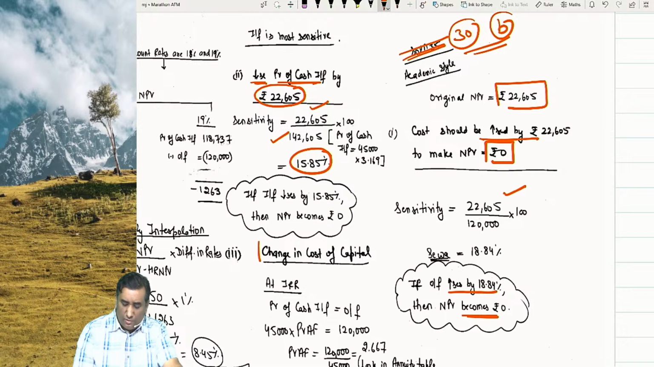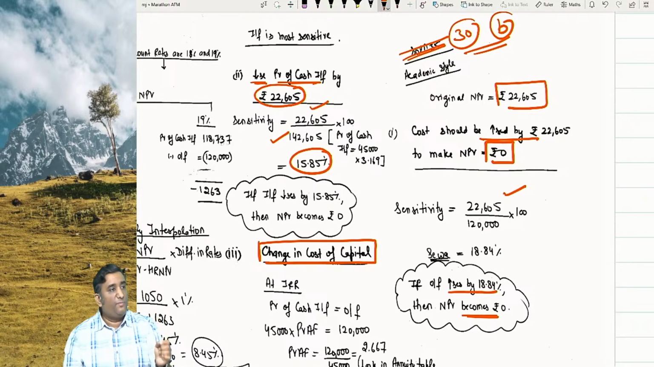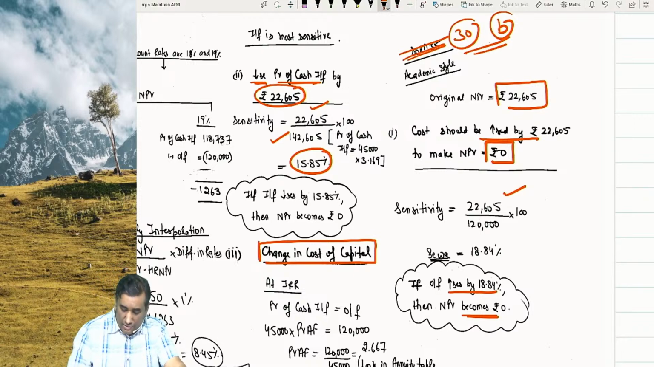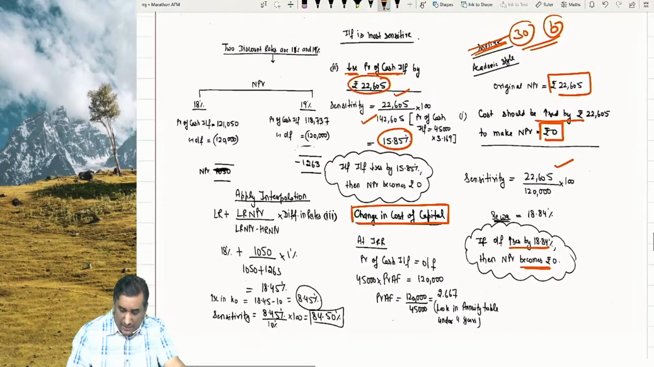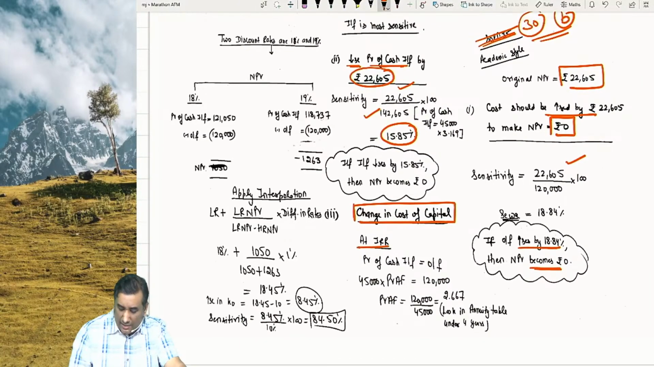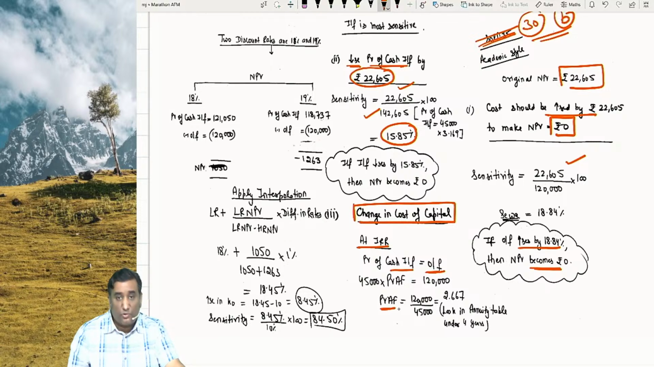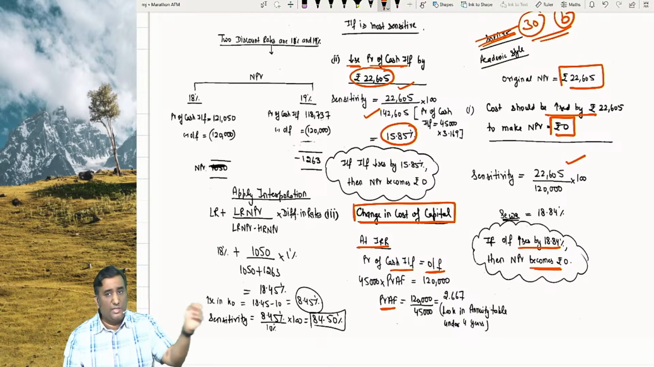And third is change in what? Cost of capital. NPV will become 0 at IRR. That means indirectly he is asking us to calculate what? IRR. So if I calculate my IRR, I have tried here. At IRR, my inflow would be equal to outflow. Then apply that same concept, and this is what I was telling you in the initial period, how IRR can be tested in the exam.